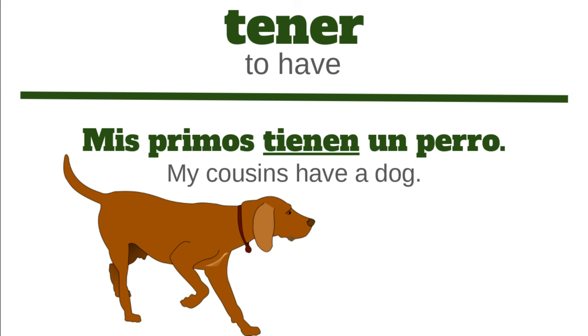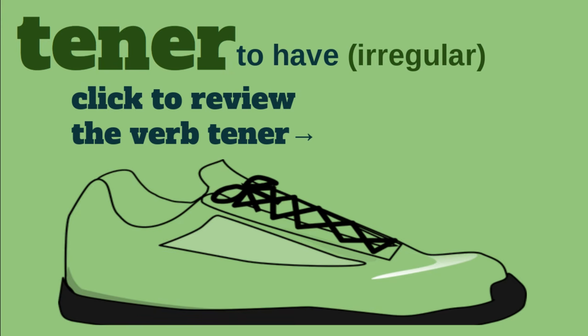Mis primos tienen un perro. My cousins have a dog. To review the verb tener, you can click on the box on the screen, and that will take you to the video for the verb tener.